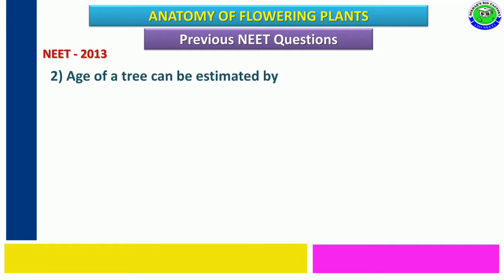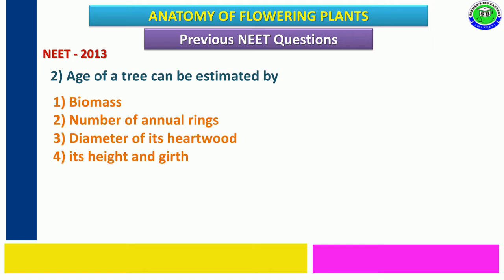Question number 2. Age of the tree can be estimated by first option biomass, second option number of annual rings, third option diameter of its heartwood, fourth option its height and girth. The correct answer is second option, that is the number of annual rings. One of the branches, called dendrochronology, estimates the age of the tree by counting annual rings.